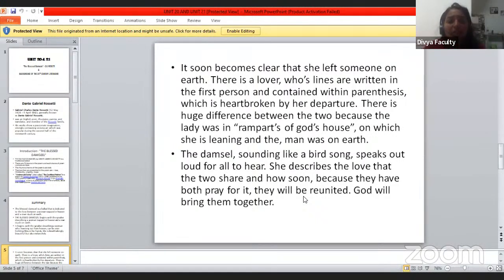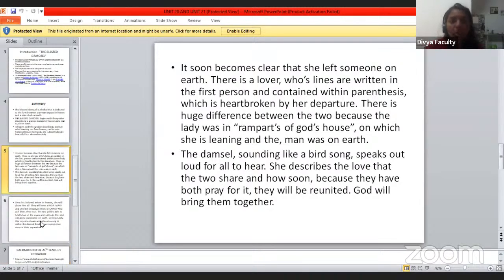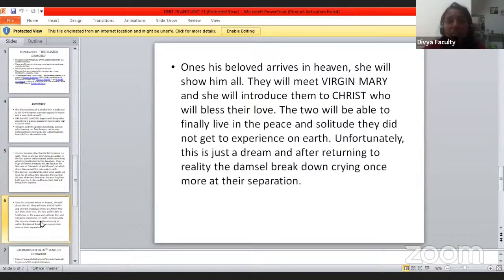The damsel, sounding like a bird song, speaks out loud for all to hear. She described the love that the two share and how soon, because they have both prayed for it, they will be united. God will bring them together. Once his beloved arrived in heaven, she will show him all. They will meet Virgin Mary and she will introduce them to Christ, who will bless their love.